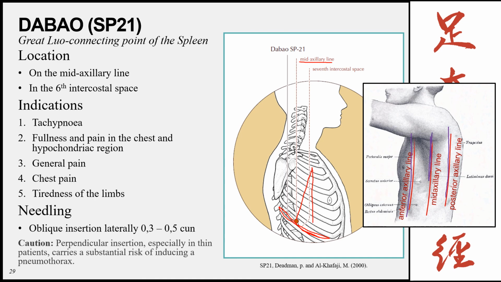This point can be used for tachypnea, fullness and pain in the chest and hypochondriac region, general pain, chest pain, and tiredness of the limbs. Also, I want you to note here that it's a great Luo connecting point of the spleen, and that the insertion is an oblique insertion laterally, 0.3 to 0.5 tsun, just like all the previous points. And remember the same caution here against perpendicular insertions.